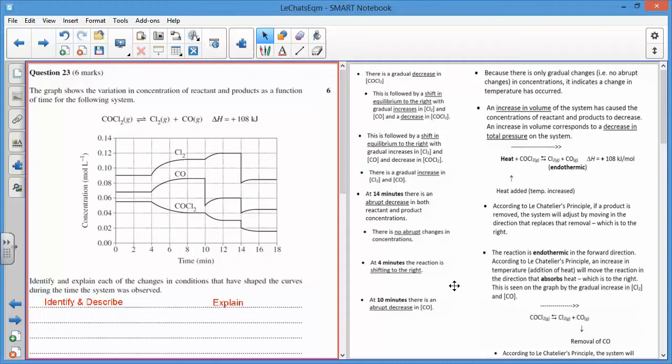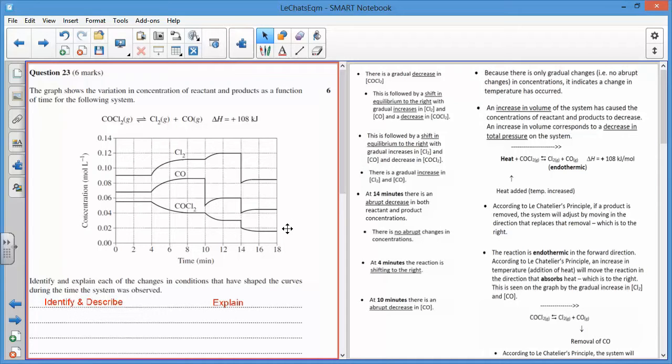Okay, looking at question 23 from the 2009 HSC Chemistry exam, the graph shows the variation in the concentration of reactant and products as a function of time for the following system. We've got a graph, and what we need to do is identify and explain each of the changes in conditions that have shaped the curves during the time the system was observed.